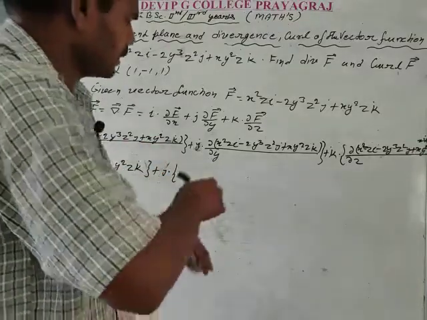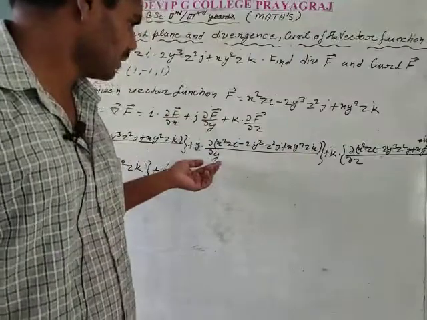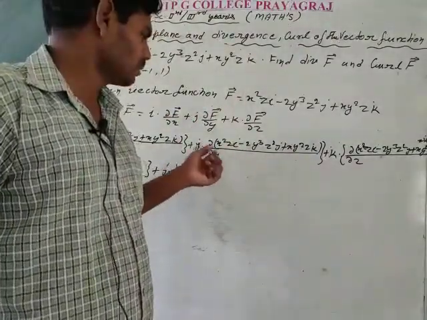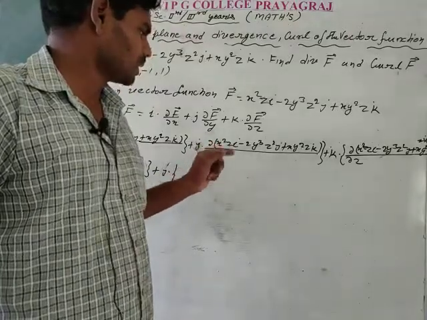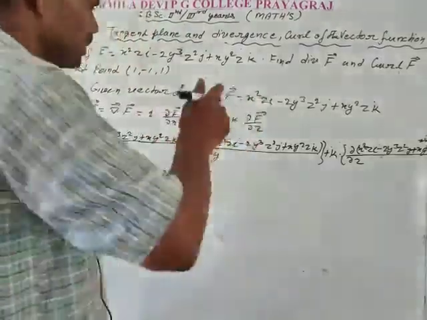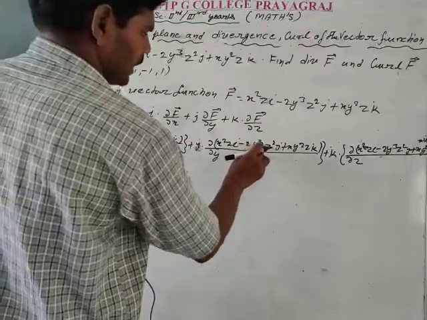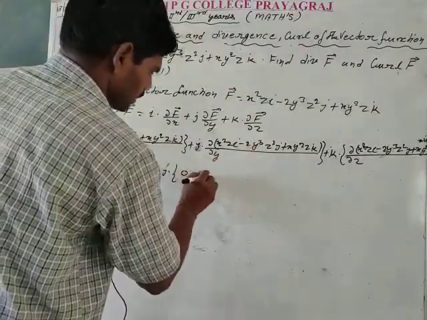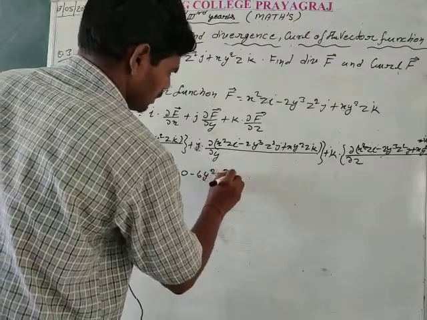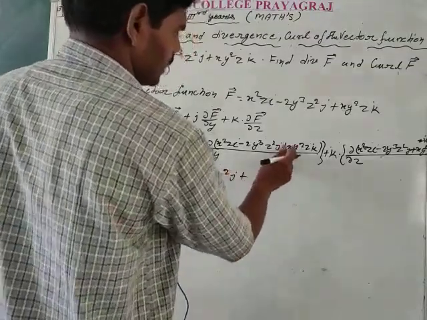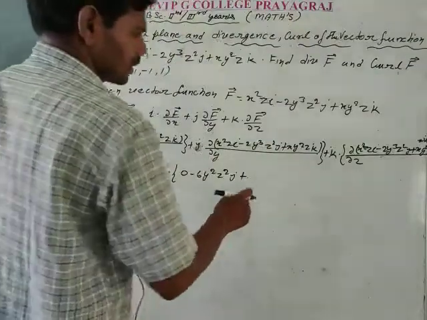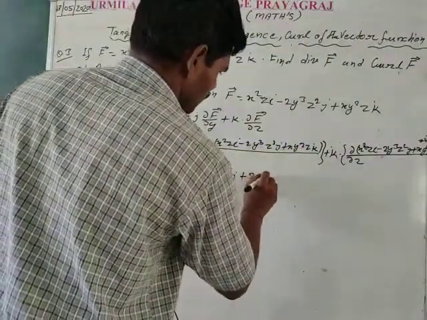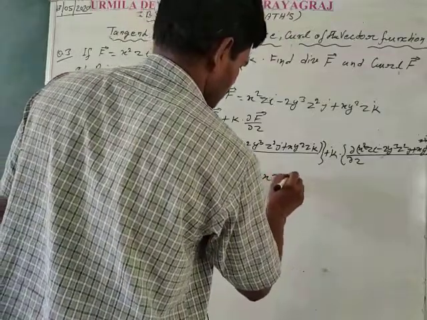Here, in the second part, taking partial differentiation of the given vector function f with respect to y. So with respect to y, x and z will be constant. The first part is equal to 0, the second is minus 2 times 3 y square, that is minus 6 y square z square j. At last, x with respect to y is constant, and z and k are constant, so it is 2y x z times k.